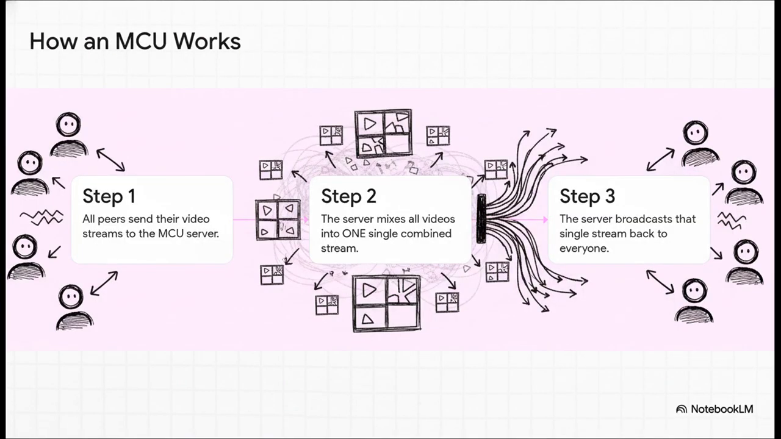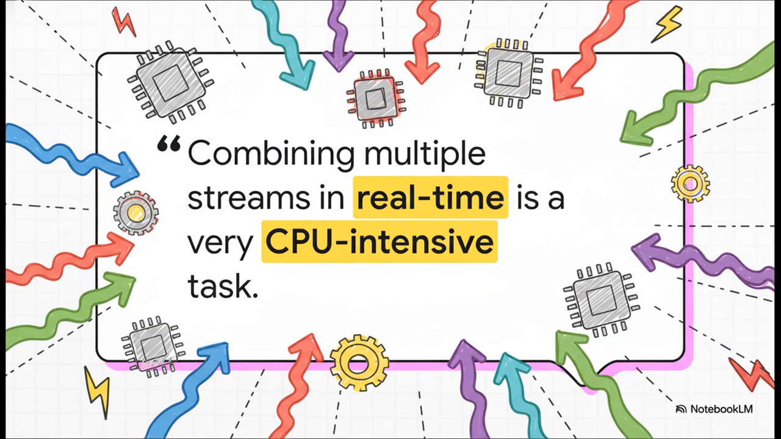Instead of everyone connecting to each other, now every single peer sends their one video stream up to this central MCU server. Then the server does all the heavy lifting. It takes all those videos, decodes them, and literally mixes them together into one single combined video stream. Then it sends that one stream back out to everybody. But, and you knew there was a but coming, right? This solution creates a massive new problem.